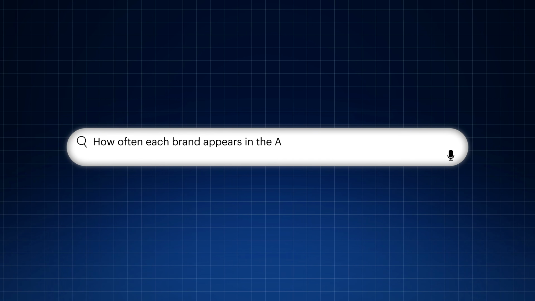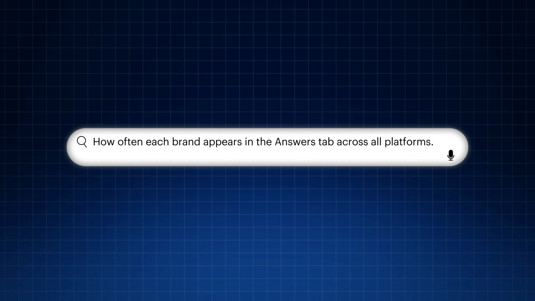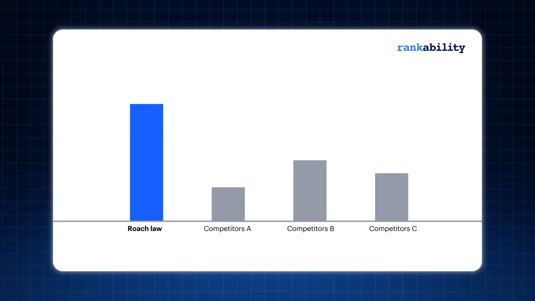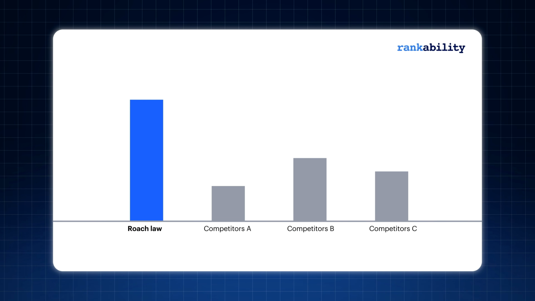So once you have your citations and answers filled out, you can analyze the data. Here are two quick moves. First, find your top three competitors. Just ask ChatGPT or your preferred AI tool to count how often each brand appears in the answer tab across all platforms. And the brands that show up the most and in the best positions are your true AI competitors.